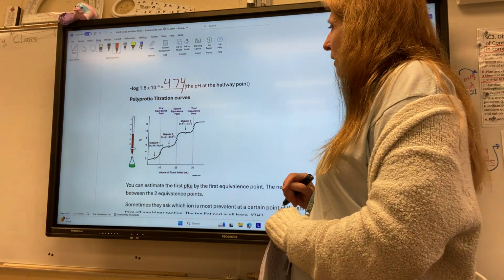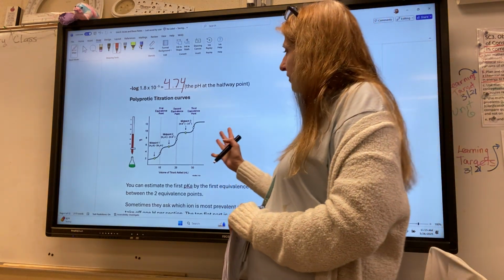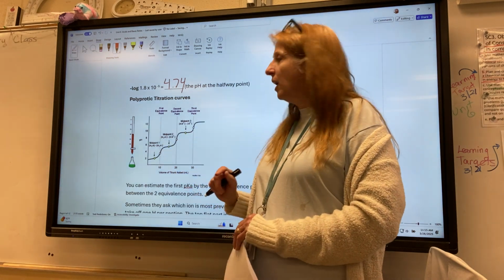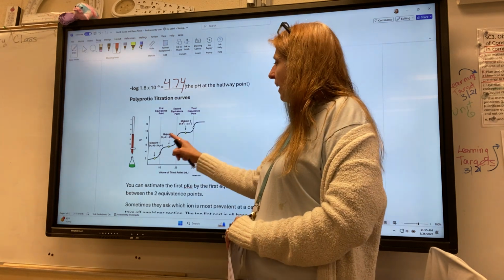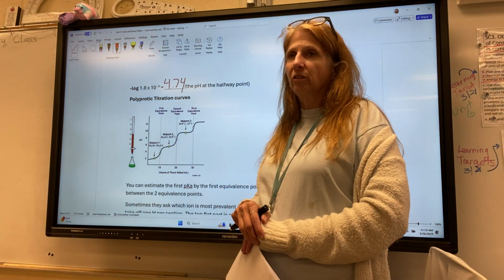Now, let's talk about what if it's got more than one H that comes off. It gives us a fancy graph like this. Look at this. It gives more than one curve. So this will be something that is triprotic, because it had 3 H's that came off, because it's got 3 straight parts. Do you see that?